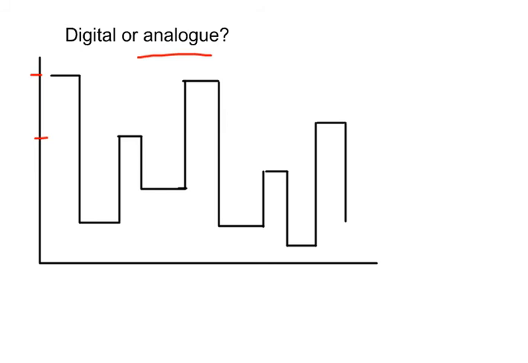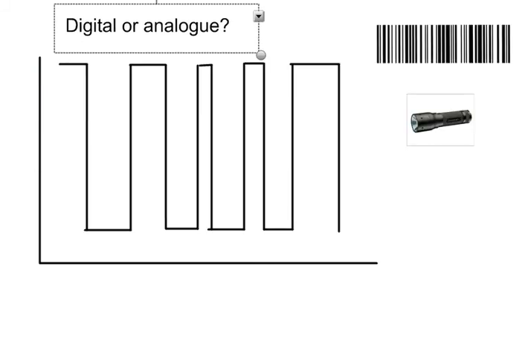No, no. A digital wave looks like this. It can only have two values. Okay, so look carefully. There's this value here, and you've got this value here. The wave is either on or off.